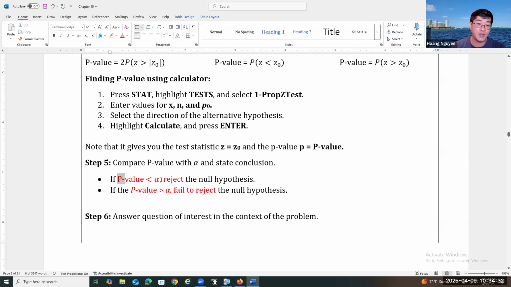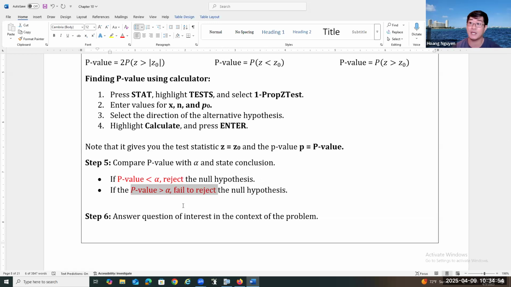So if you're going to reject the null hypothesis, there is sufficient evidence. If you fail to reject the null hypothesis, there is insufficient evidence. You might need to take a look at section 10.1 to review how we state the final conclusion. So that's going to be the step-by-step of how we do the hypothesis test.